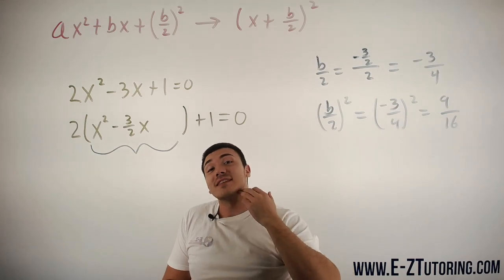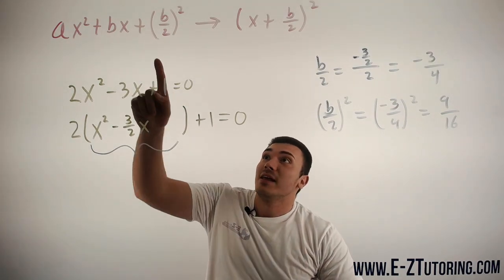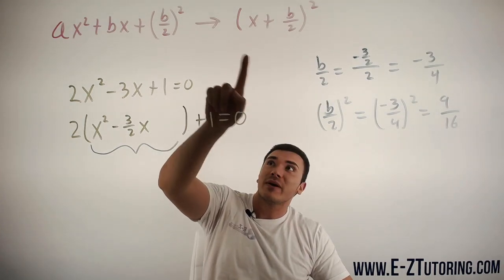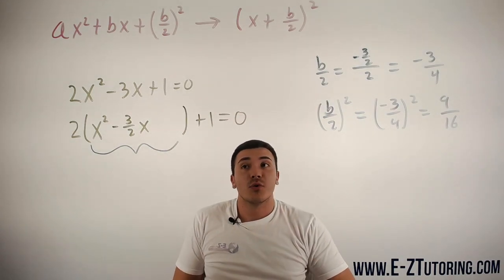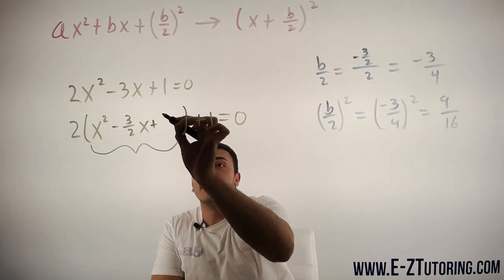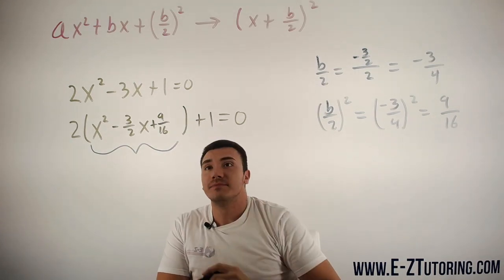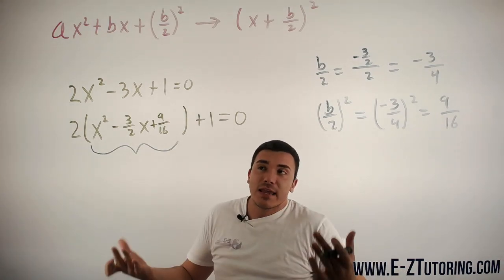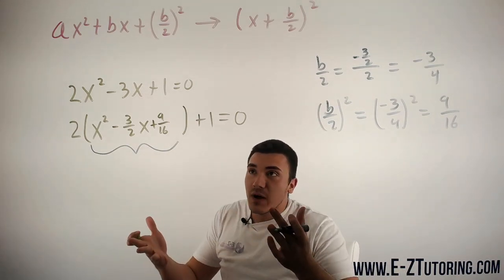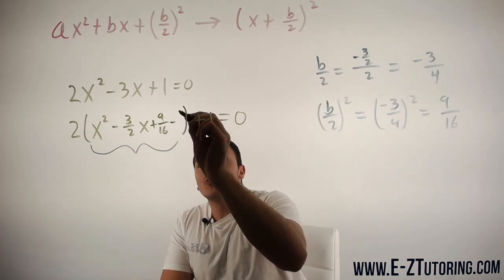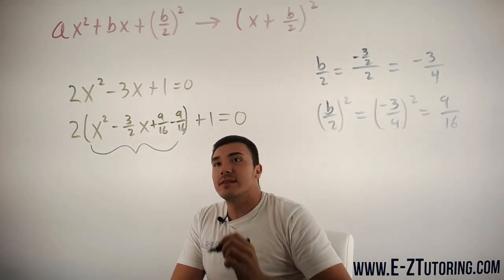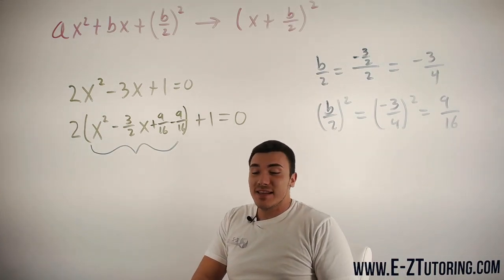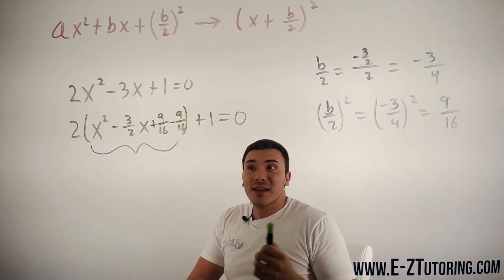So 9 over 16 is the magic number that will allow us to complete the square, b over 2 squared. So we need to add 9 over 16. Now, we can't just add 9 over 16. That changes the value of this whole function. So we also need to subtract 9 over 16. 9 over 16 minus 9 over 16 is simply 0, so we're allowed to add 0.